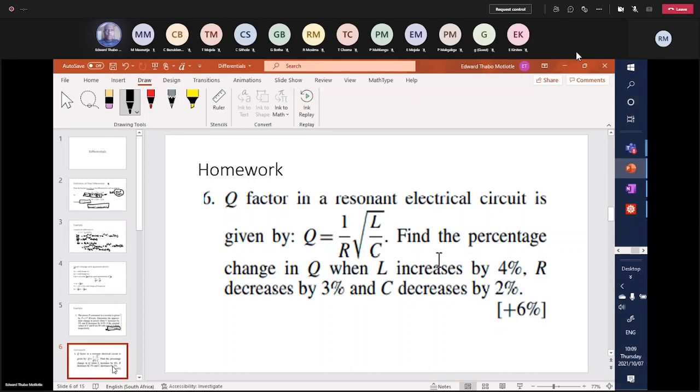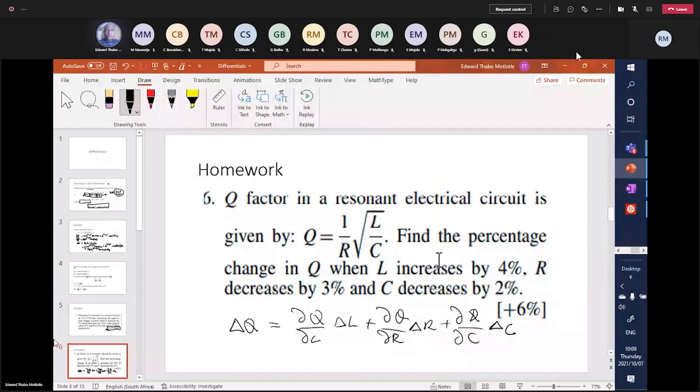Then you go and solve this one. So here we have 3 variables. So you can just write change in Q is equal to, you differentiate Q partially with respect to L multiplied by change in L. You differentiate Q partially with respect to R multiplied by change in R. You differentiate Q partially with respect to C multiplied by change in C, and then you solve. Okay, so that's what you're going to do then.